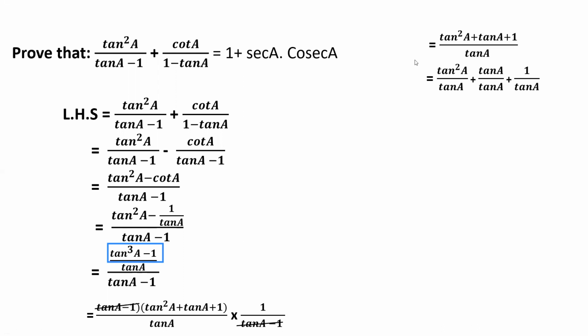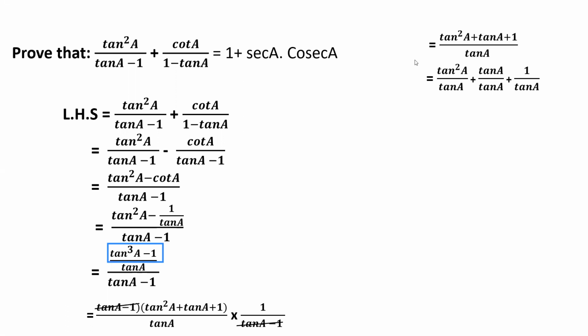I gave this concept previously. If you don't understand this concept, you can just watch my previous video. I'm simply separating the denominator, right? Tan A is the denominator. I'm separating that. If I take the LCM, once again, I'll be getting back the previous term, okay?